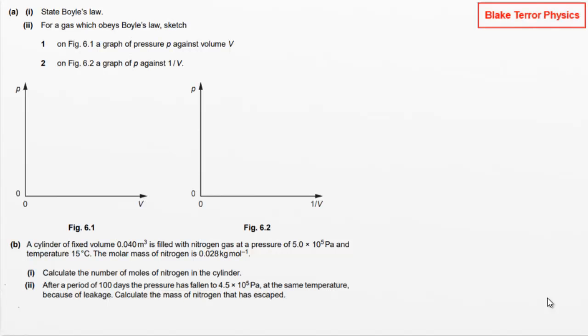So we start off here, state Boyle's law. So we want to say that the pressure is inversely proportional to the volume for a fixed mass of gas at constant temperature. So it's important that you put those last bits in, fixed mass of gas at constant temperature, otherwise the whole thing just falls apart and it's not actually true. So turn all of that into a sentence, or you can say that P times V is a constant. I mean, that's the other way you can do it.